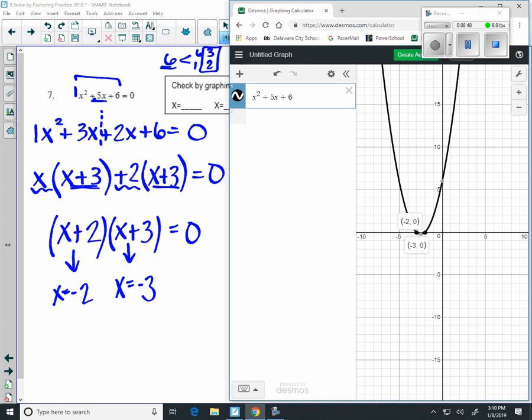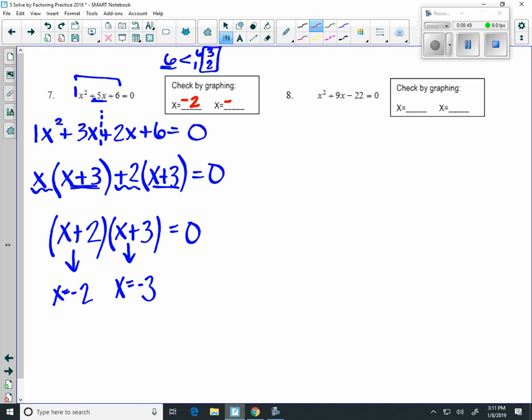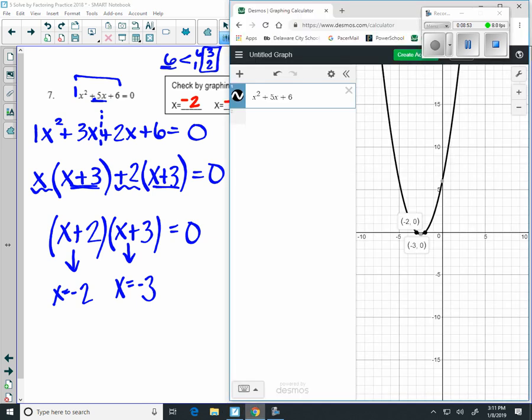Don't click on that minimum value. Don't click on the y-intercepts. Those are important to us. We will definitely work with them later. But right now we're just working on x-intercepts. So that graph crosses the x-axis at -2 and -3.